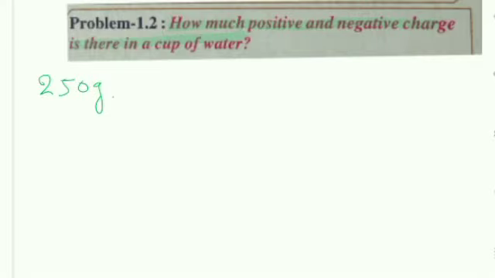The molecular mass of water, H2O: H has 1 proton, 1 plus 1 is 2 protons, plus oxygen with atomic number 8, which is 16, totally 18. 18 is the molecular mass of water in grams.